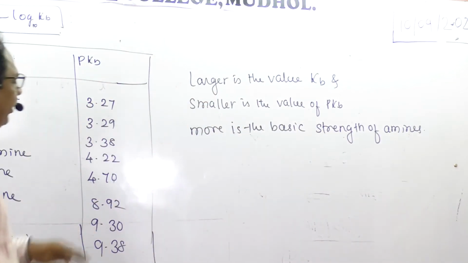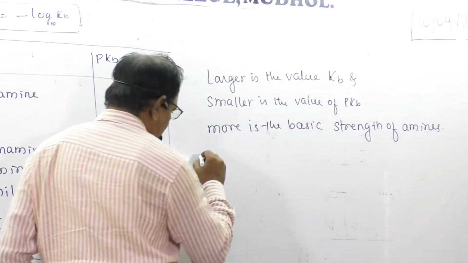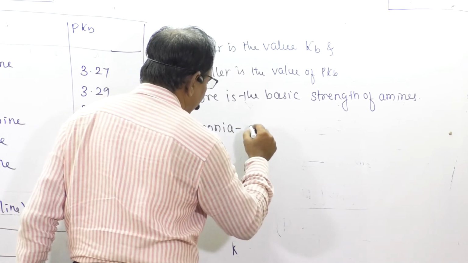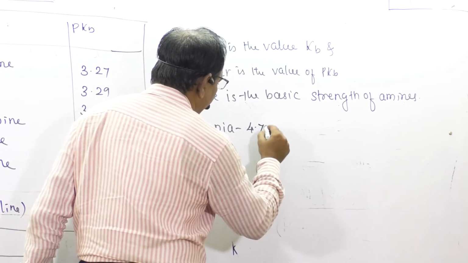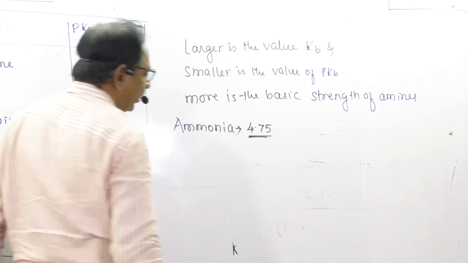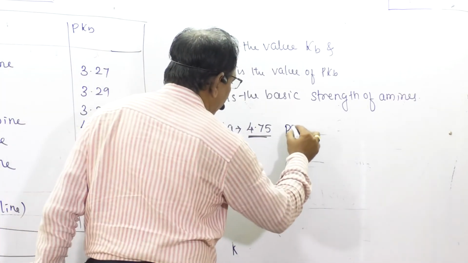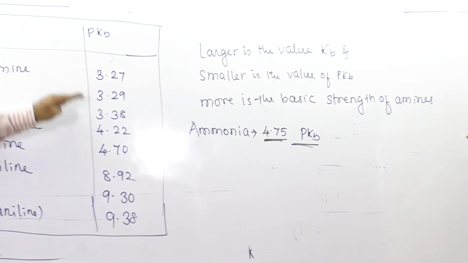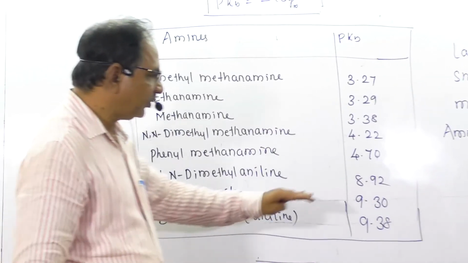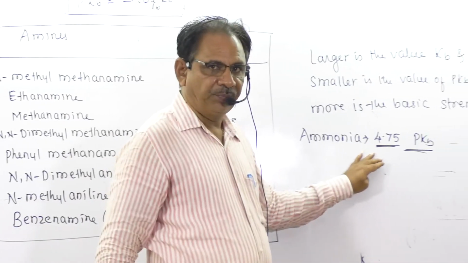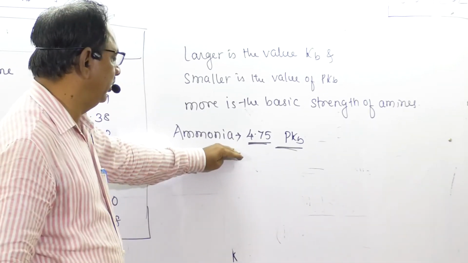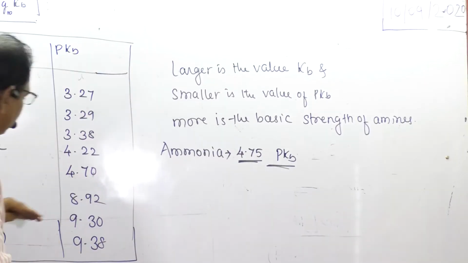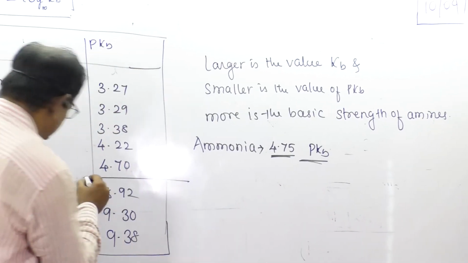When we compare aniline and ammonia, one of the standard basic compounds is ammonia, and its pKb value is 4.75. So we take this as a standard value and compare the pKb values of these compounds. This ammonia is basic in nature, the parent basic compound.